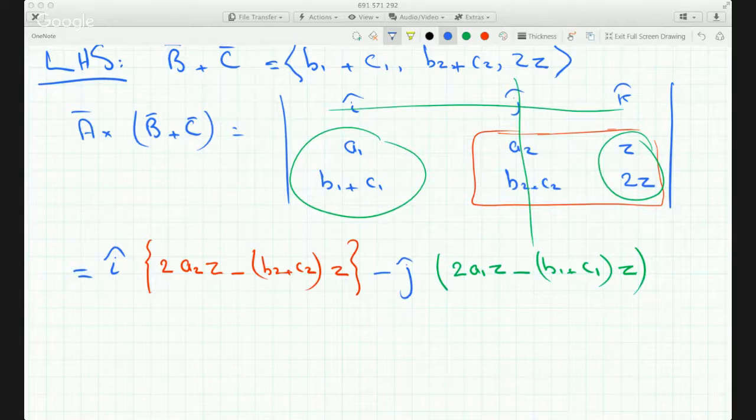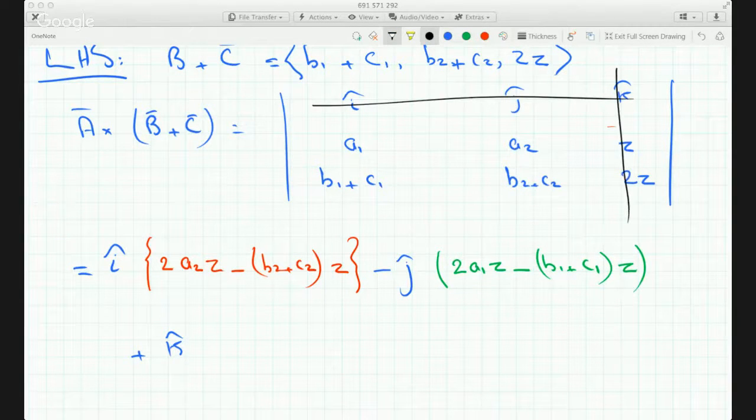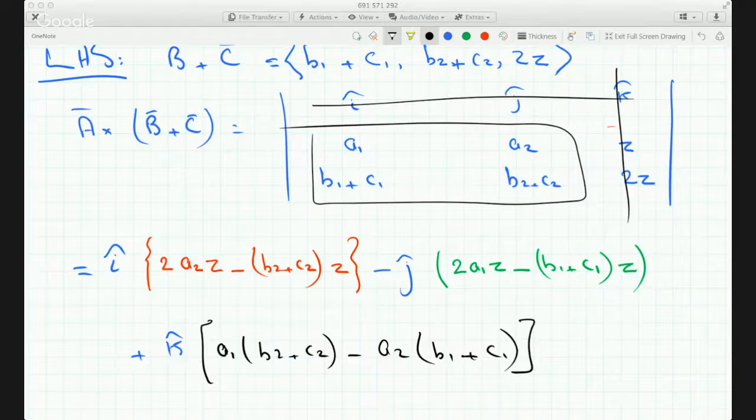And then the last one is the kth component. So let's erase this. So now you hide the kth column and the kth row. And if we do that, we can hide this and this, and we get this guy here, yeah? So this is A1 into B2 plus C2 minus A2 into B1 plus C1. This is all the kth component.